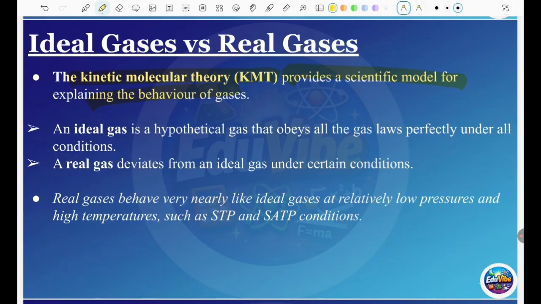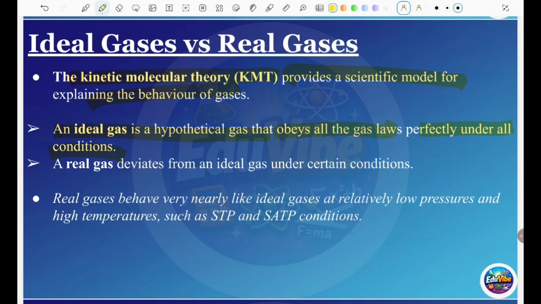So what is an ideal gas? An ideal gas is a hypothetical gas, not an original gas you could say, but hypothetical. It obeys all the gas laws perfectly in all conditions. It will obey all the rules perfectly in all the ratios. The laws we will do in later lessons.